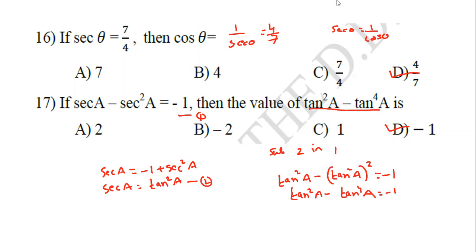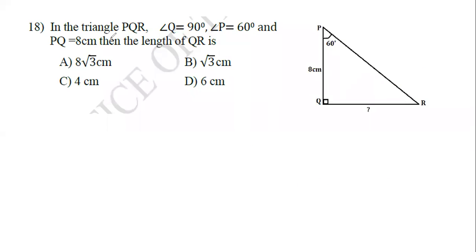Next question, 18th question. Here, in the triangle PQR, angle Q is equal to 90 degrees, angle P is equal to 60 degrees, and PR is 8 centimeters. Here also observe, this one is the hypotenuse side. Opposite to theta, this is the given acute angle, this one is 60. Then this is the opposite side. Then this one is adjacent.